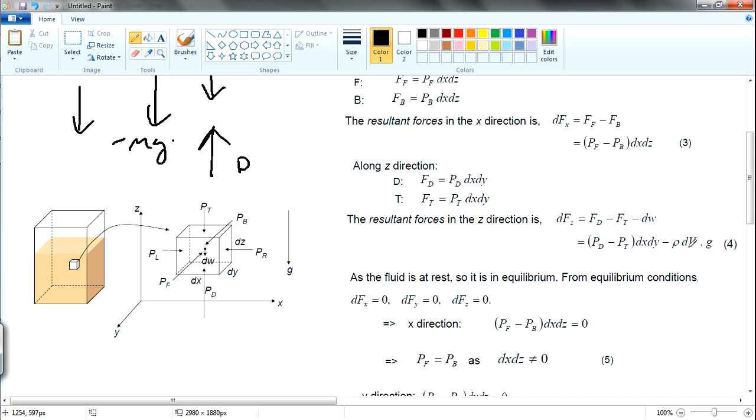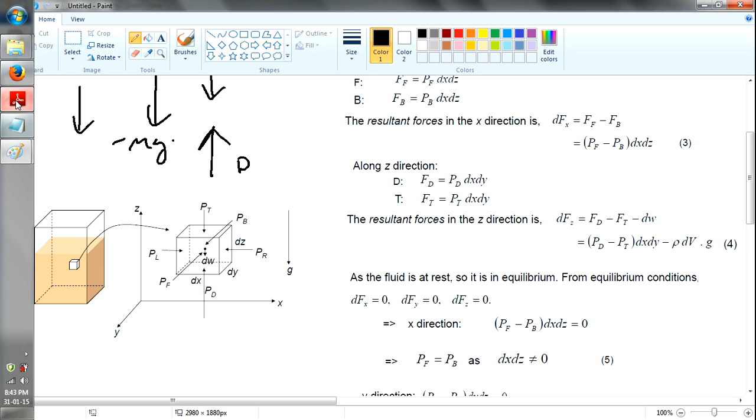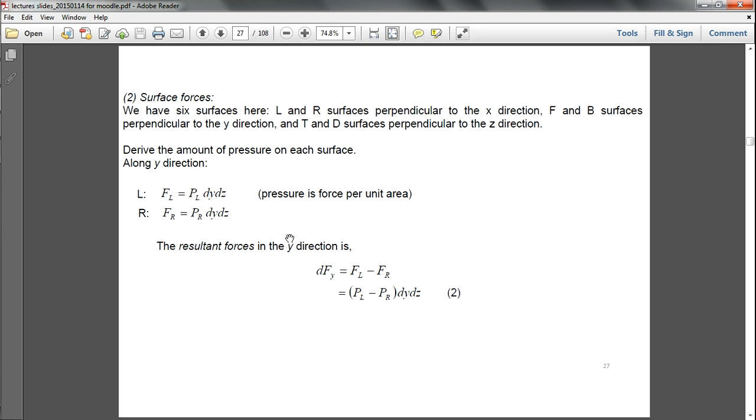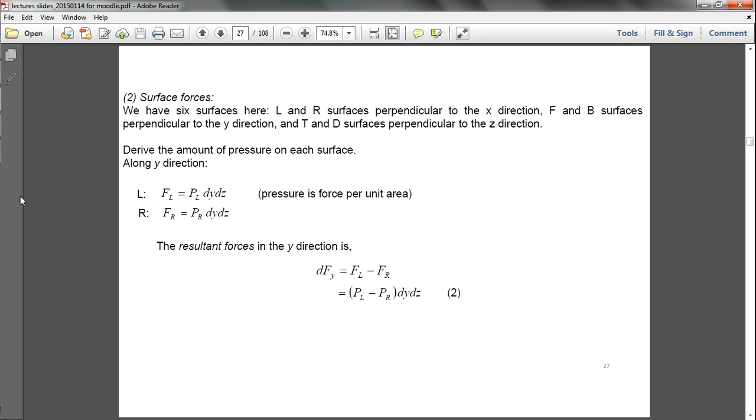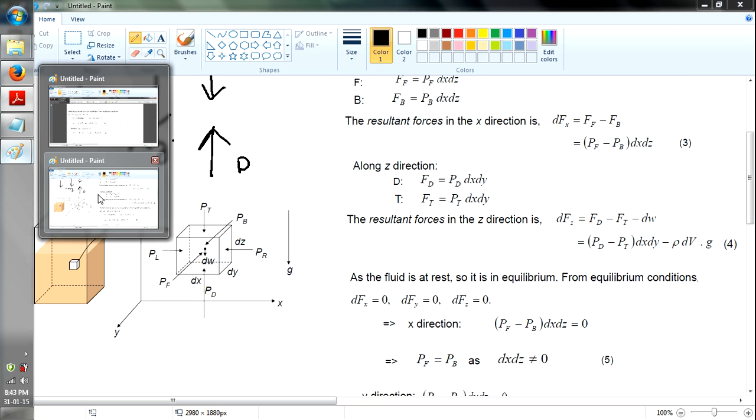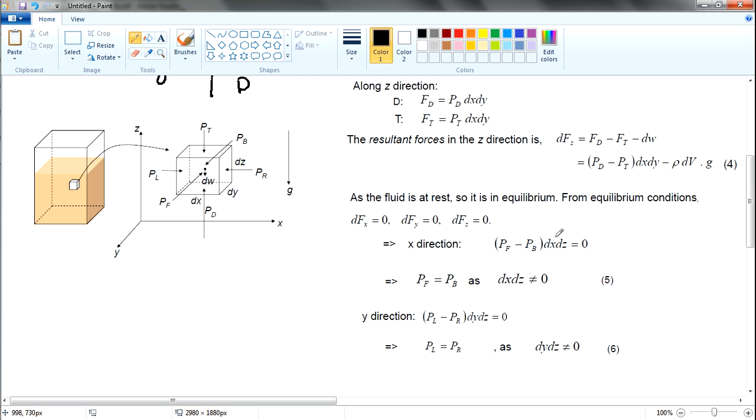And then dW, a small change of W, is actually a small change of volume. Sorry. Okay, it's a small change of volume itself. I hope I didn't spoil the mic. So the small change of volume we derive from here, the number one, the body force. With this set, give me a minute.